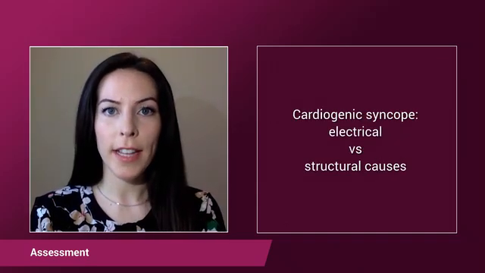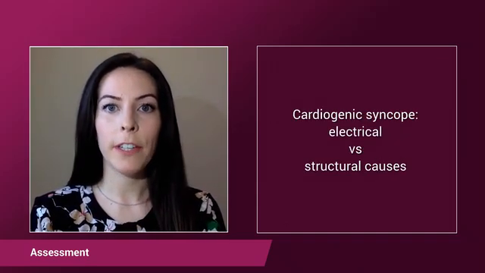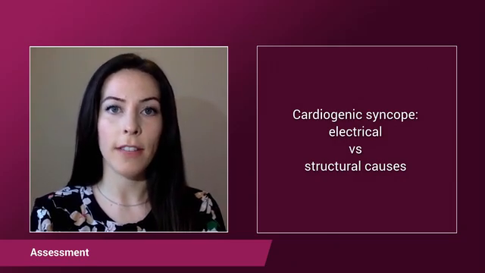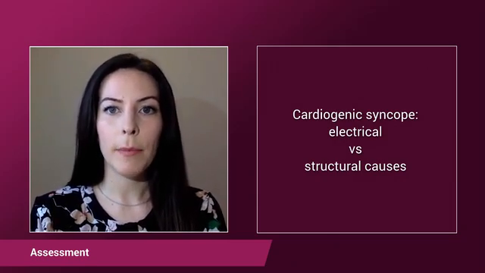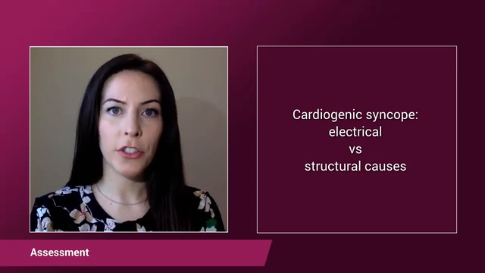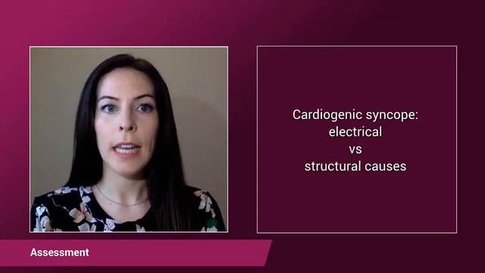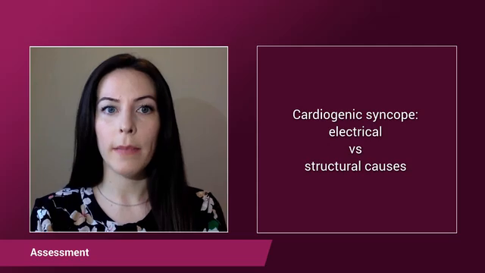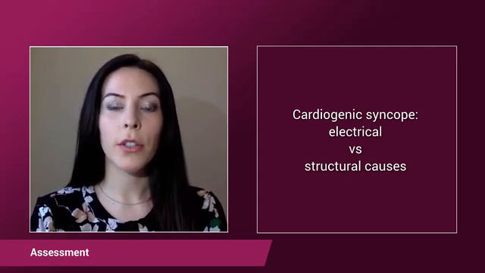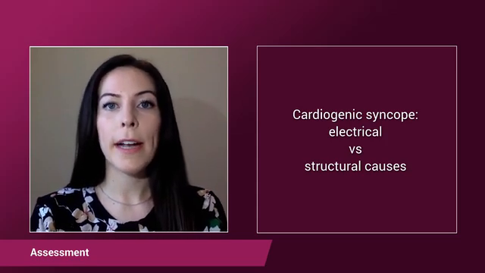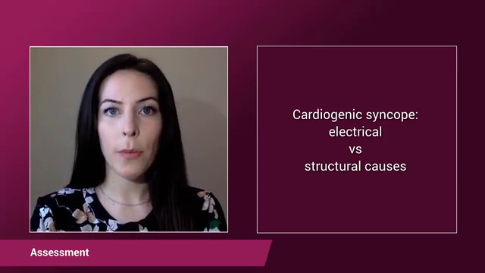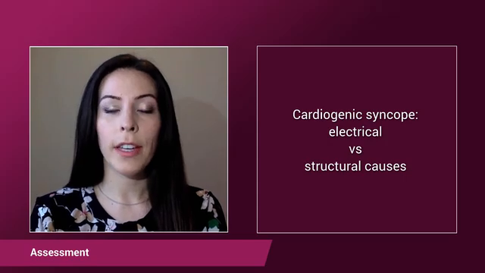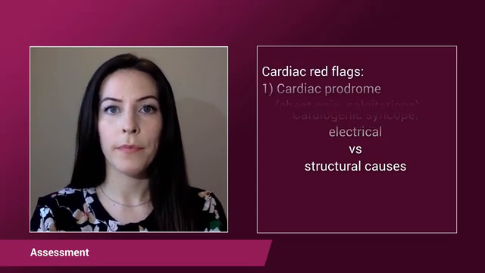After gathering a comprehensive history, you need to consider features suggestive of a cardiac cause of syncope. Cardiac syncope can be further divided into electrical and structural causes. Electrical causes include tachyarrhythmias, such as ventricular tachycardia, or bradyarrhythmias, such as complete heart block. Structural causes include severe aortic stenosis, mitral stenosis, dilated cardiomyopathy, or hypertrophic obstructive cardiomyopathy.